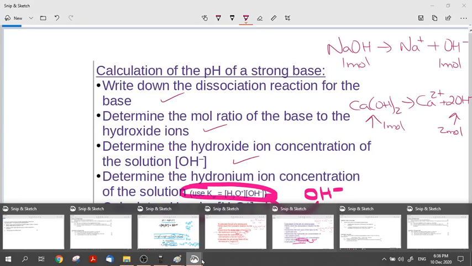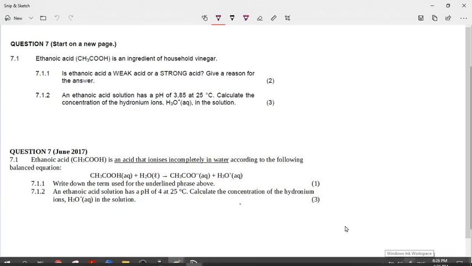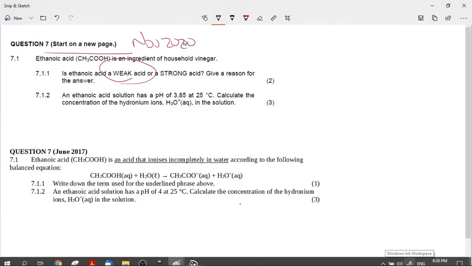Okay, so let's have a look at some past paper questions. Here is this first question over here. This one is the November 2020, paper 2 that was not going to be marked. It says, ethanoic acid is an ingredient of household vinegar. Is ethanoic acid a weak acid or a strong acid? Well, it is a weak acid because it ionizes incompletely, giving you a low concentration of hydronium ions. Now it says it has a pH of 3,85 at 25 degrees. Calculate the concentration of hydronium ions in the solution.